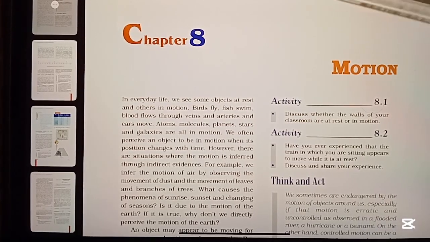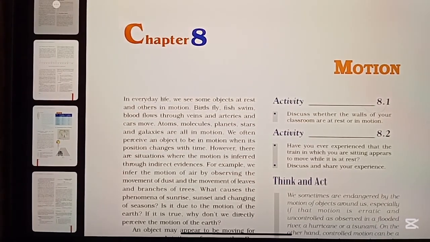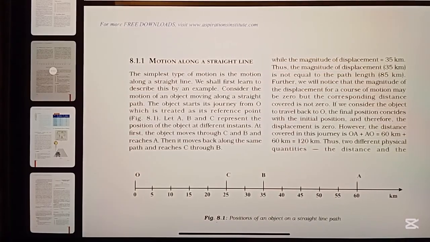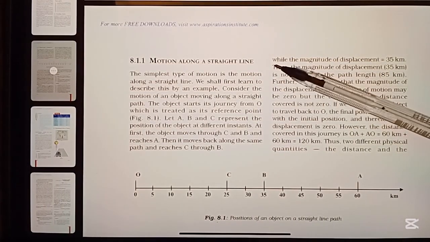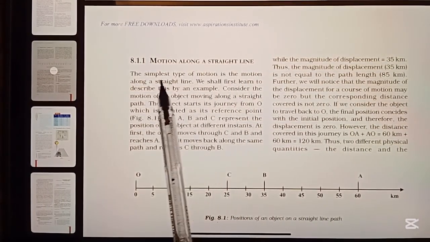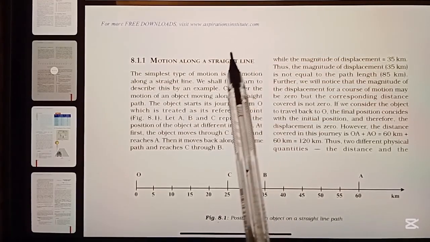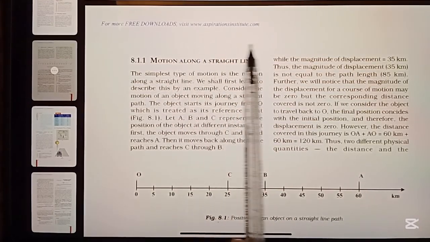Today we will be looking at chapter number 8, Motion, from grade 9. The first topic that we'll be looking at is motion along a straight line. Motion along a straight line is the simplest type of motion, in which the motion is along a line.